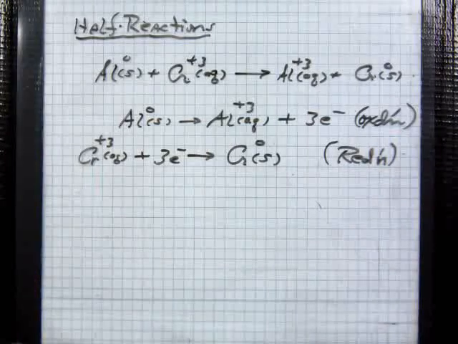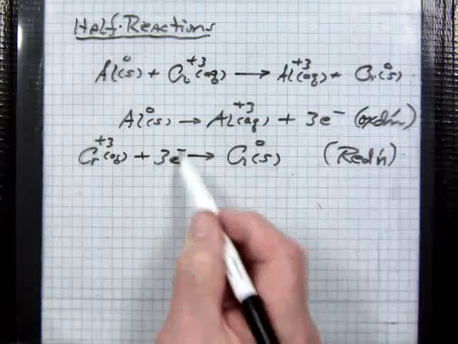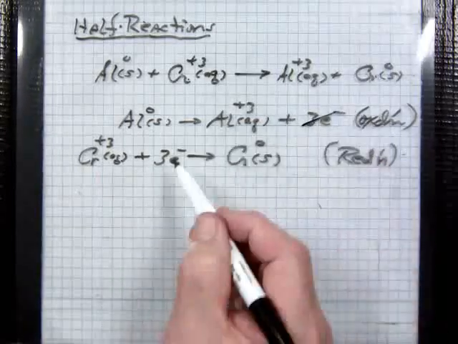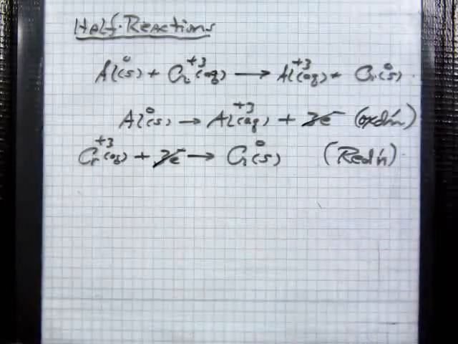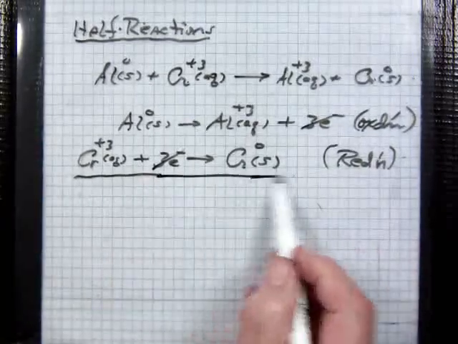Now you can add those together, but you can only add them together if the electrons cancel out. The 3 electrons on the left of the arrow will cancel out with the 3 electrons on the right, and you get what is called the net ionic equation.